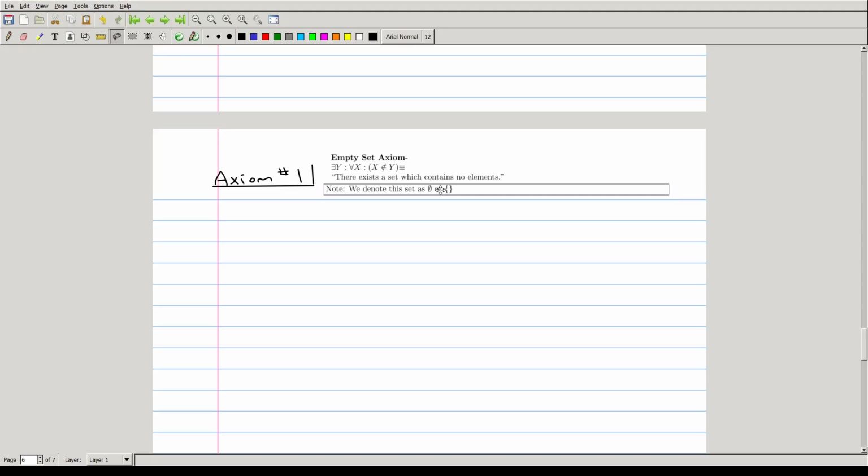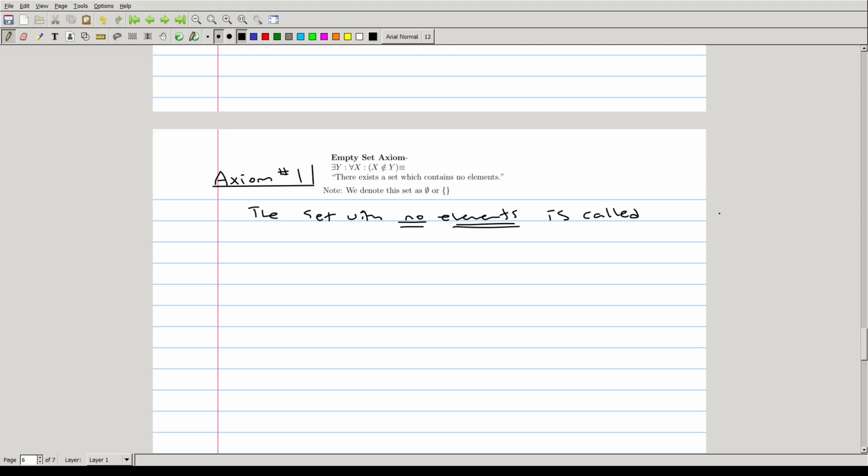And I want to note that we denote this set as a 0 with a line through it, or two brackets containing nothing. This is the empty set. So the set with no elements is called the empty set, and denoted as this or this.